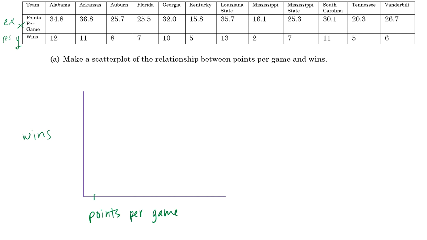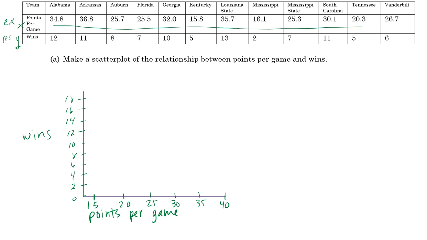So what I'm going to do is label the x-axis. I'm not going to start at 0. I'm going to start at 15, and I'm going to go up by 5. So 15, 20, 25, 30, 35, and 40. And then because number of wins basically starts at 2 and goes to 12, I can go ahead and start at 0, and then go up by 2. So 2, 4, 6, 8, 10, 12. I guess I didn't have to squish those together, but that's okay. 14, 16, 18. Okay. So first I'm looking at my values and deciding how to label my graph.